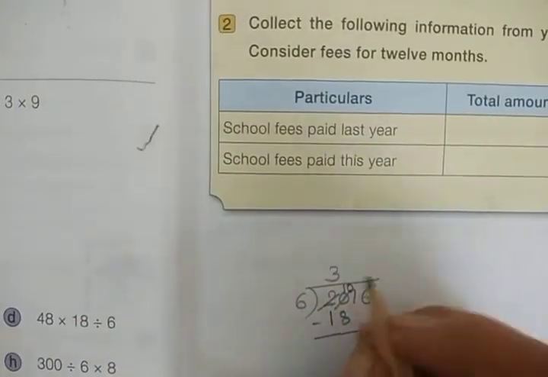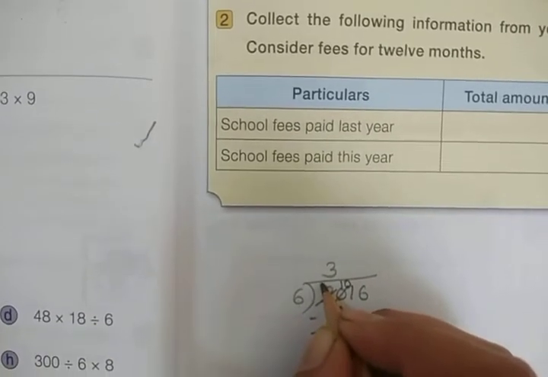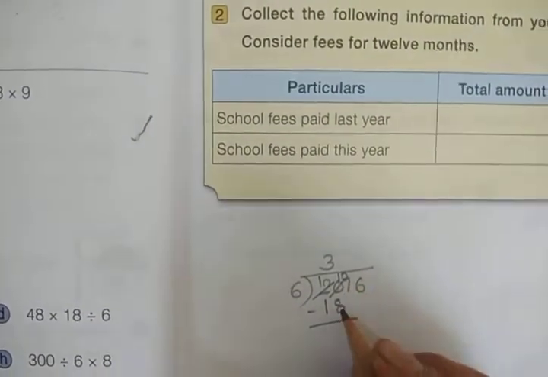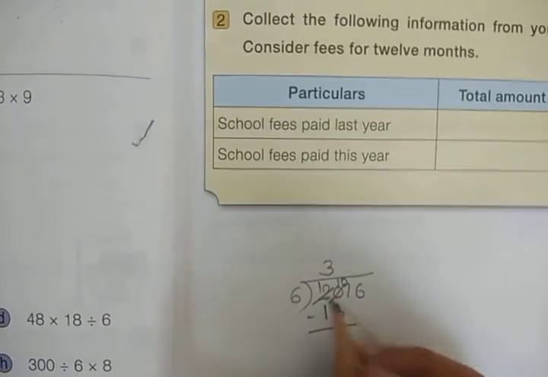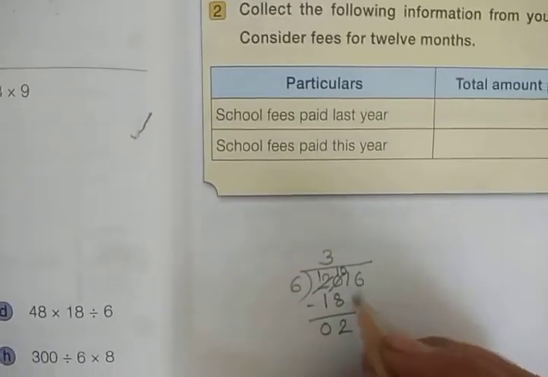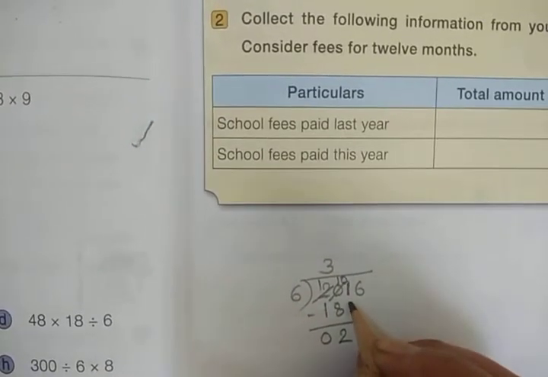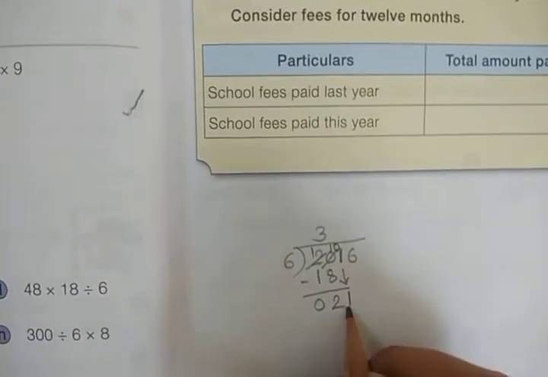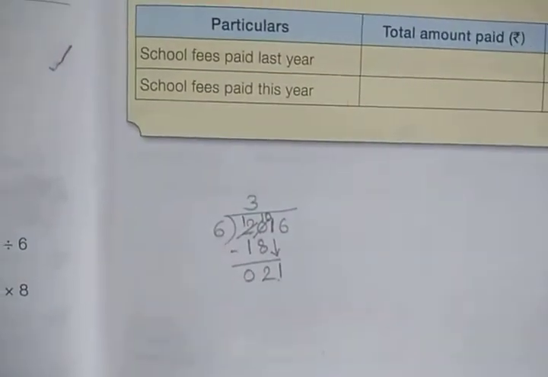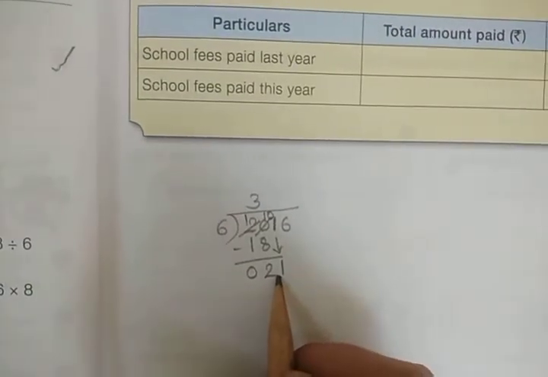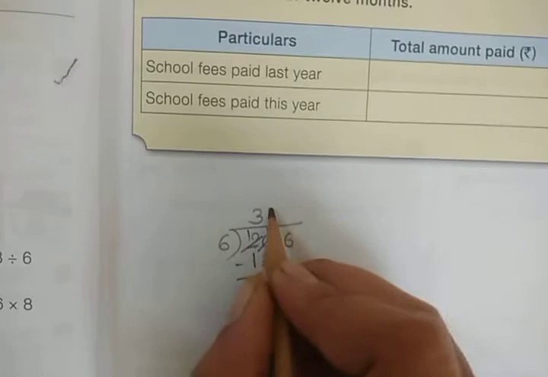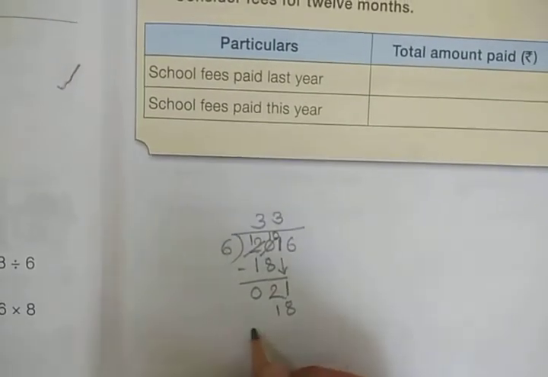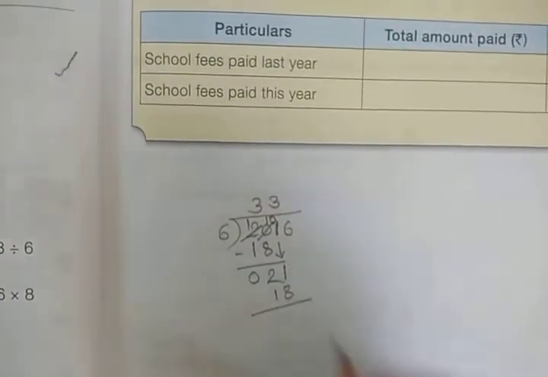Borrow here and write it as 10. And the previous number becomes 1 less, that is 2 minus 1 is 1. 10 minus 8 is 2. Then 1 minus 1 is 0. Take the next number down and write. Now it is 21. In the 6 table 21 is not there. The smaller and nearer number is again 6 threes are 18.